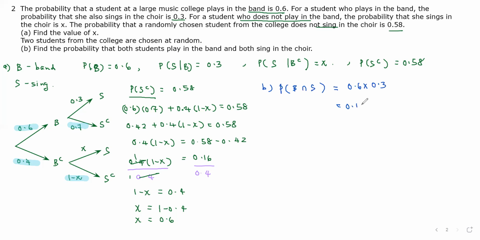And that is 0.18. But because we have two students here, the probability that both students play in the band and both sing would be the probability of one student who plays in the band and sings, multiplied by the probability of the second student who is in the band and sings as well. So that is 0.18 times 0.18, and we have 0.0324.